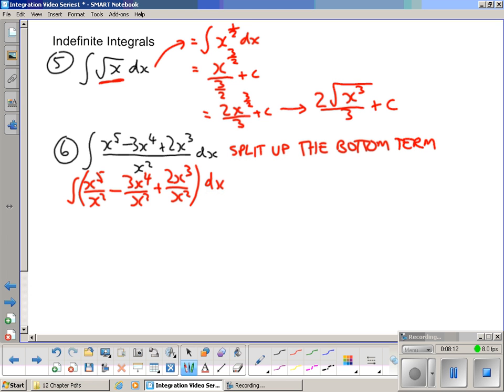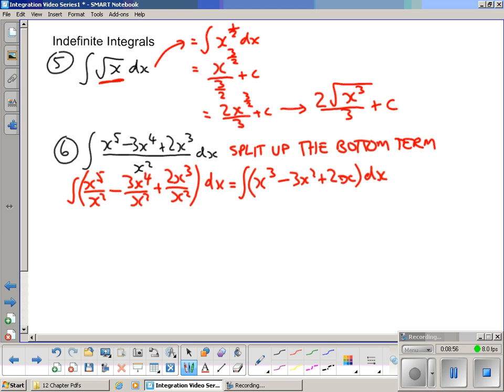Okay, now when we do our cancelling here, and this is even before we've done any integrating, we'll just divide our x squared into our x to the 5 and we'll get x to the 3. We'll divide our x squared into our 3x to the 4 and get a minus 3x squared. We'll divide our x squared into our 2x cubed and get 2x dx.